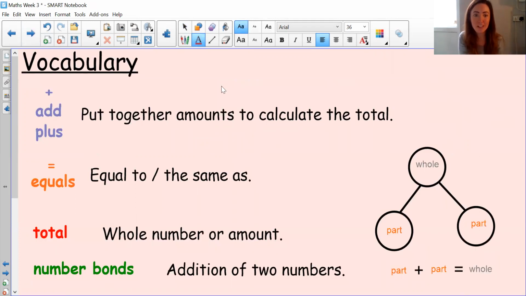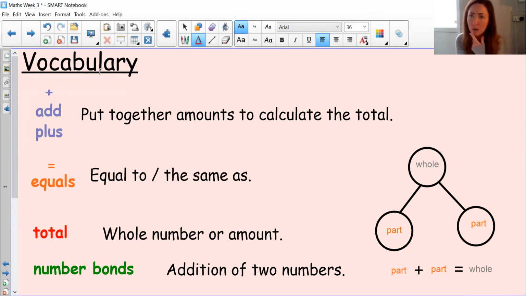Okay, so today's vocabulary, it's the same vocabulary that we used yesterday and we've used for the last few days. Just as a reminder, add and plus means put together amounts to calculate the total. Equals means equal to or the same as. Total means the whole number or amount. And number bonds means the addition of 2 numbers. And again, here's our part-whole model. Part add part equals whole. Join together to make the whole.